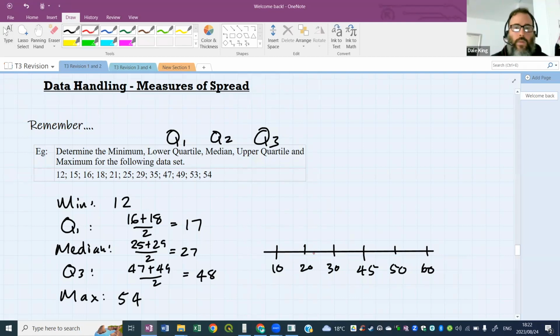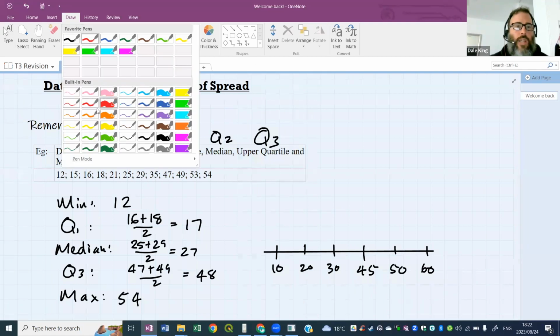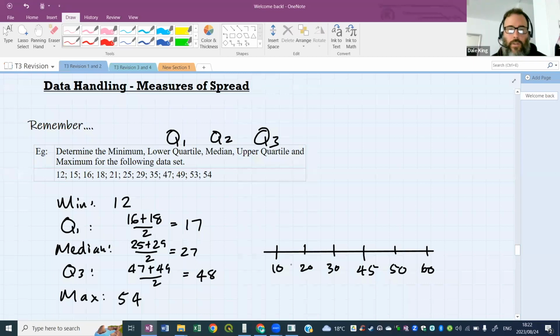And what we do now is we take our 5 numbers and we plot them on this ruler. So the minimum is 12, which will be about here. The Q1 is 17, which would be about here. Median is 27, which will be about here. Upper quartile, Q3 is 48, which would be about here. Then the maximum is 54, which would be about here.